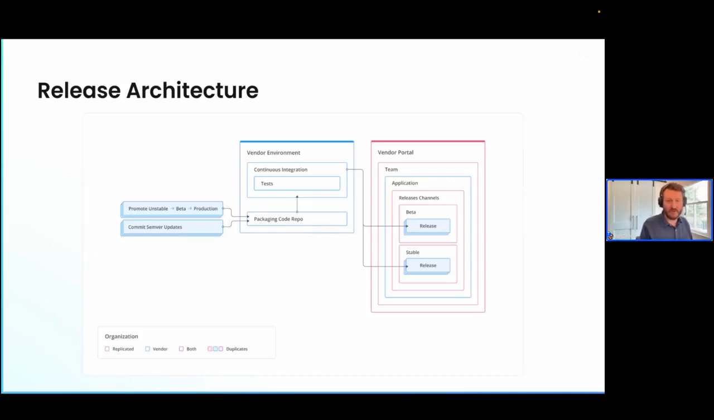Release architecture. So this is the process of actually promoting your releases to go to customers, and this shows what that looks like. You're going to commit SemVer updates into your packaging code. Your continuous integration should be wired up to promote those releases within the vendor portal, and they'll go to the various channels that you've determined.